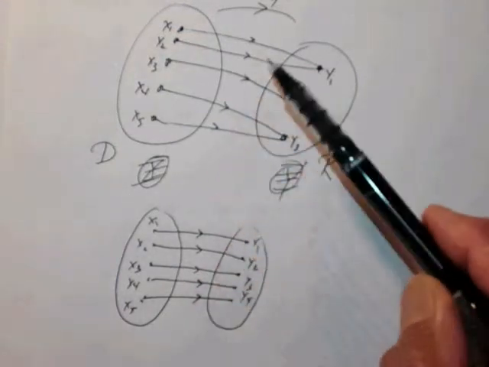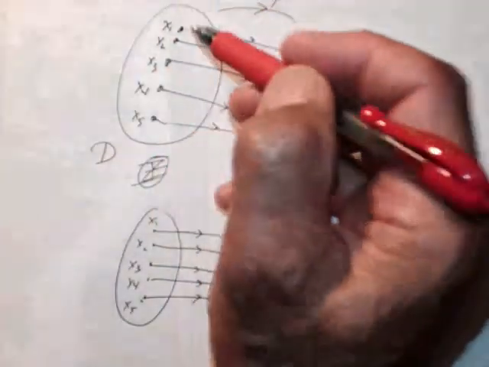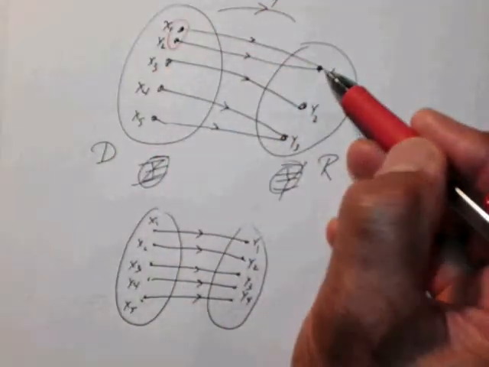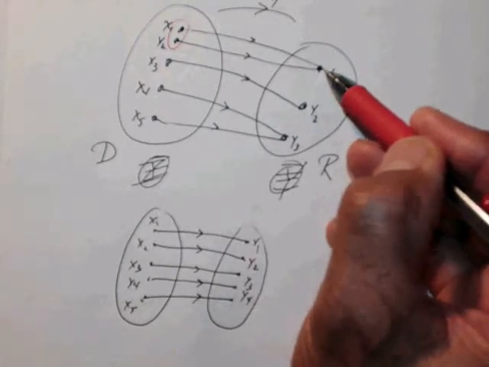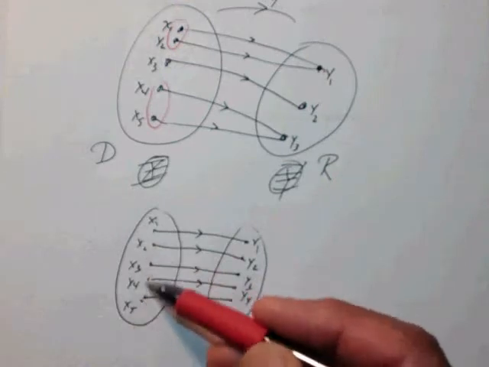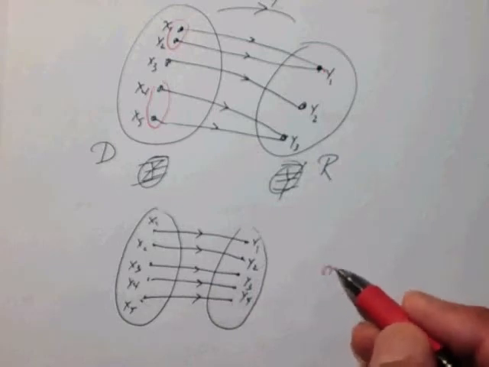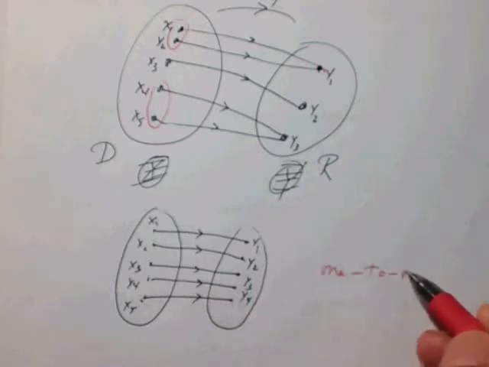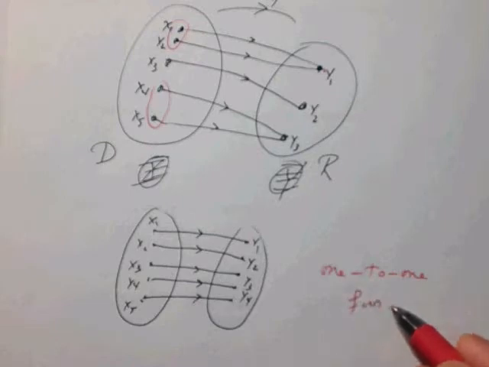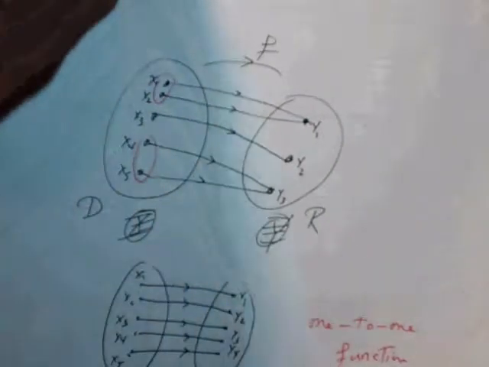In this function, as you can see, these two have the same output. It's okay, it's a function. These two also have the same output, but here we don't allow that. The type of function we get, we call a one-to-one function. So we have a function, then we're going to make it one-to-one. Let's see how the definition goes.